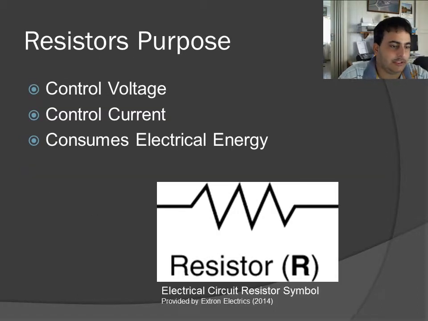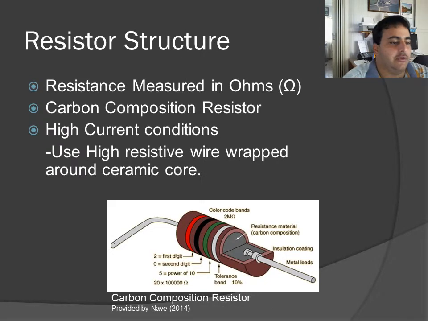Resistors are the most commonly used components, which are designed to control the current and voltage within the circuit by consuming electrical energy. The resistor is a material with a specific resistance, measured in ohms. The most common material used is carbon composition, and for high current conditions, high resistive wire wrapped around a ceramic core is used.